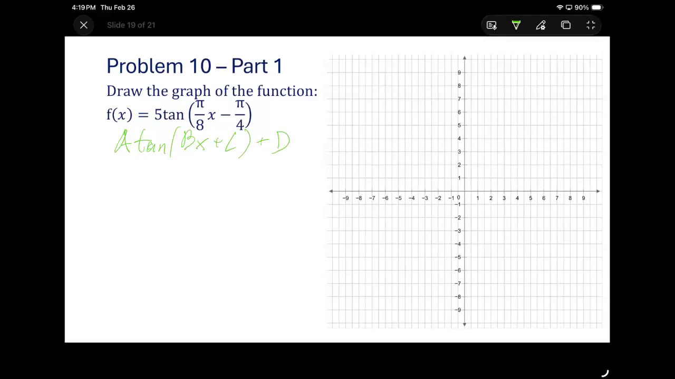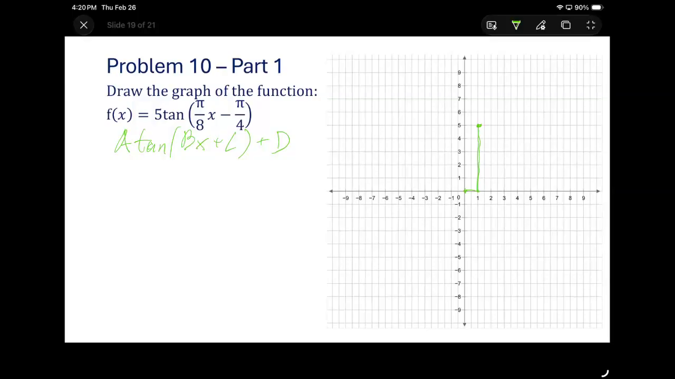We know the amplitude, so what that tells us, if we were just dealing with tangent as it normally is, with no phase shift or anything happening, we would go over 1 and then go up to 5. So that's a point we know about, one of the points we can graph. That's the amplitude. It doesn't quite make sense in tangent because it does shoot off towards infinity, but it's the over 1, up 1 idea of tangent.